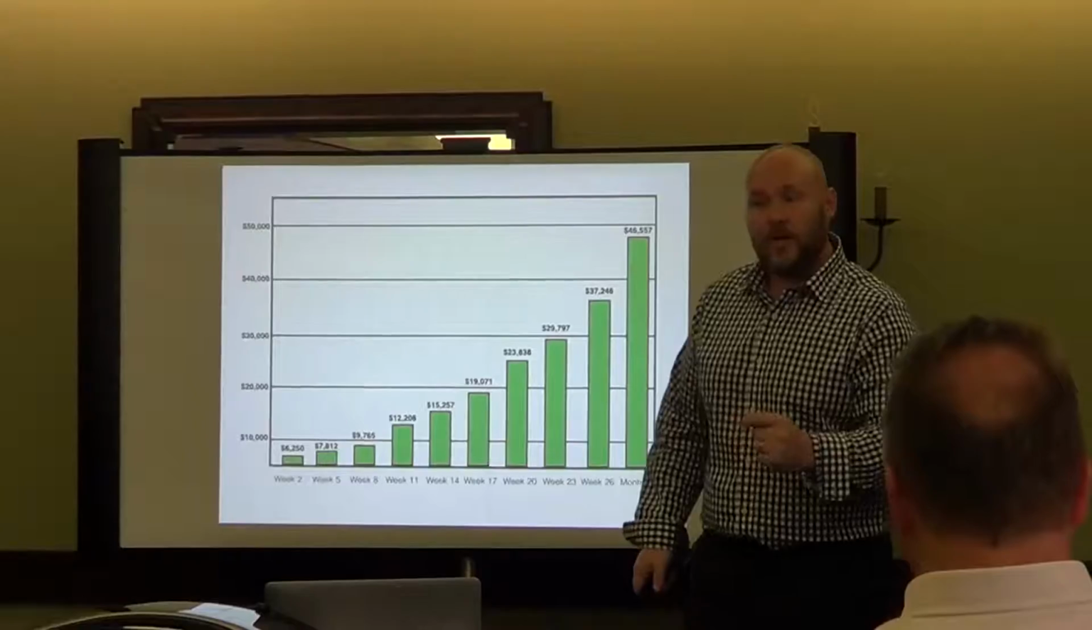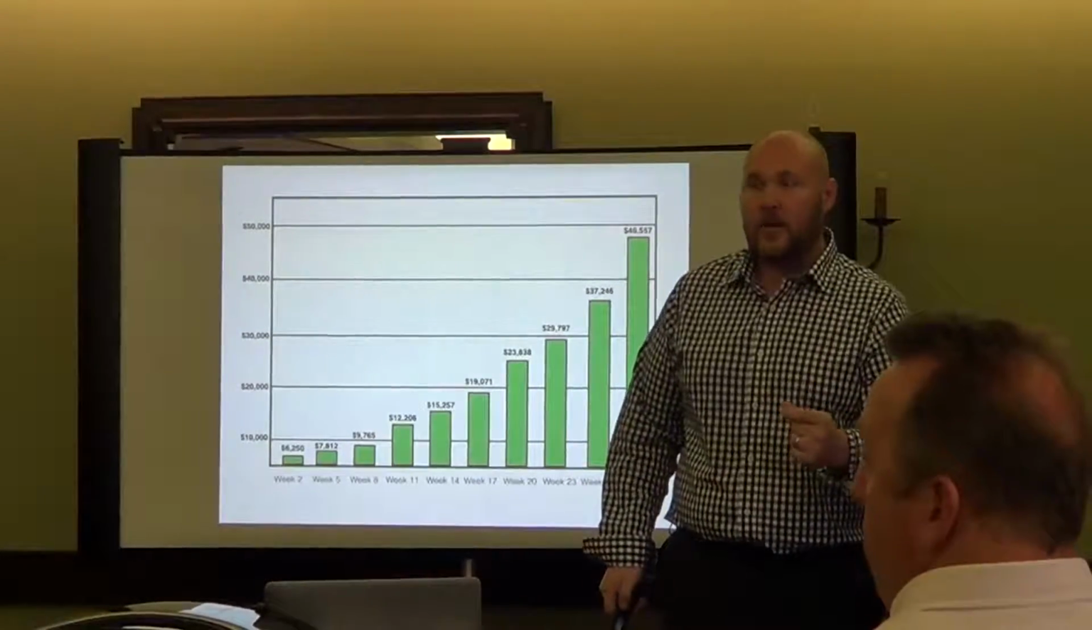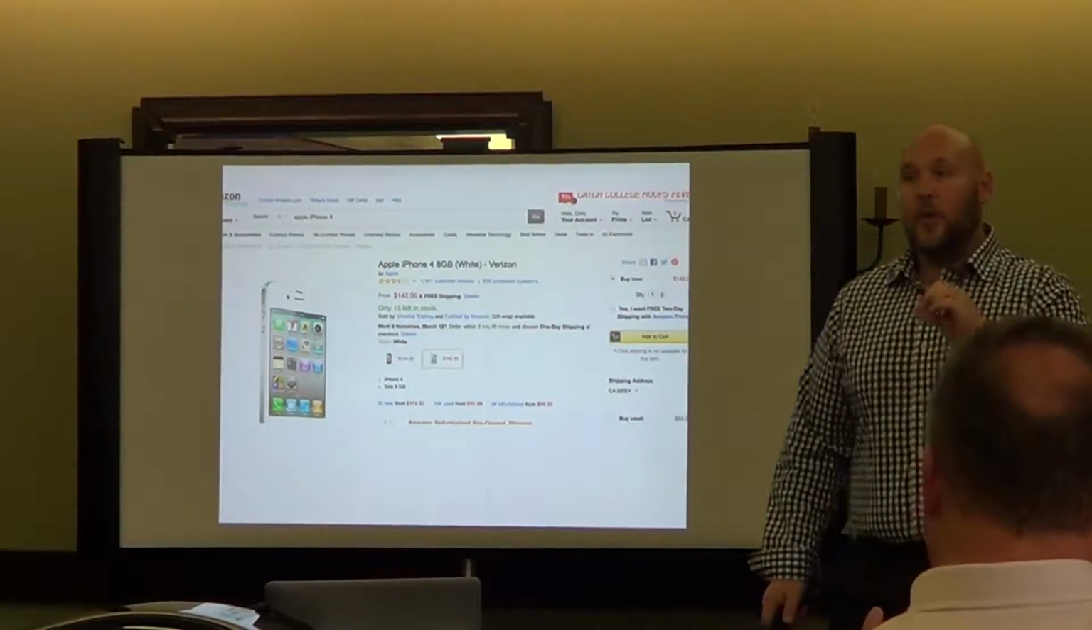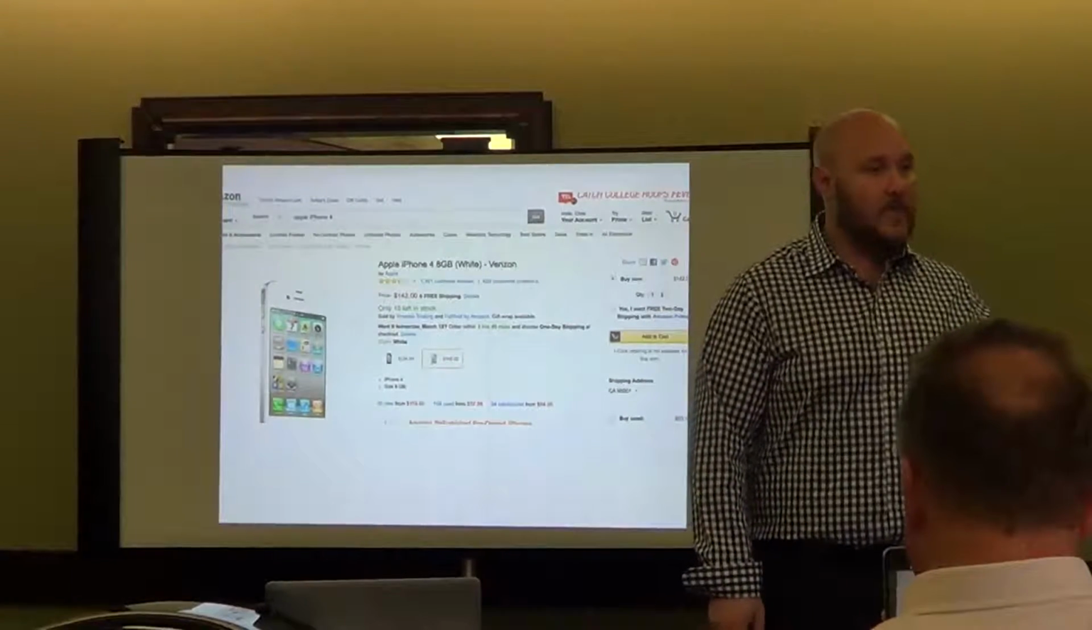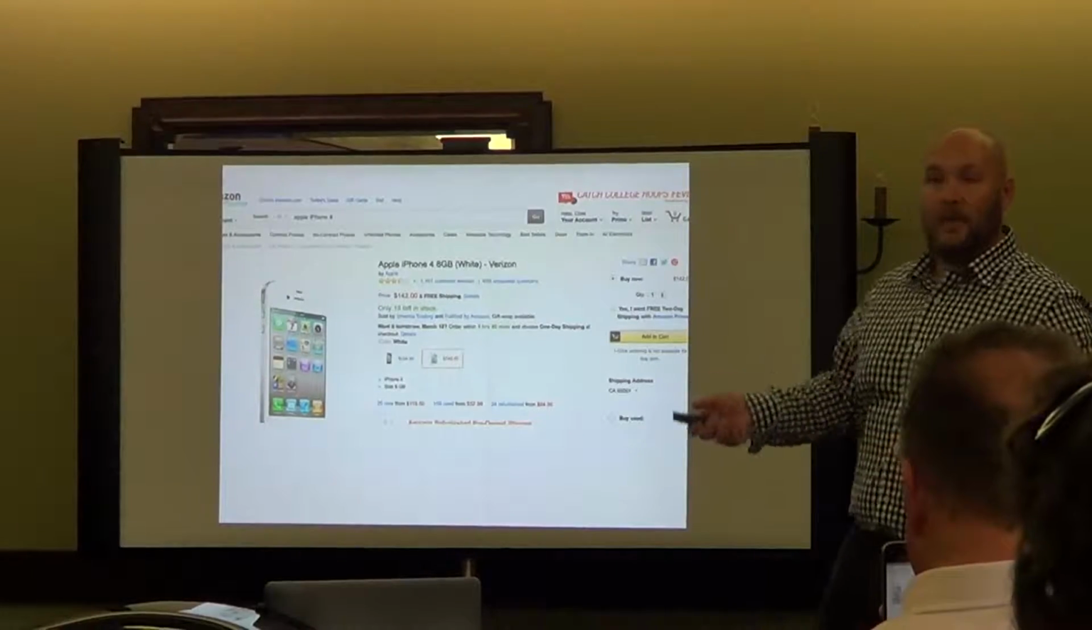To move your inventory, you have to win the buy box. Remember when I was talking about that earlier? Okay, let's talk about the buy box for a second. This is the key to the business. You want to make sales on Amazon, you want to make money fast, you've got to win the buy box. This right here is called the buy box.